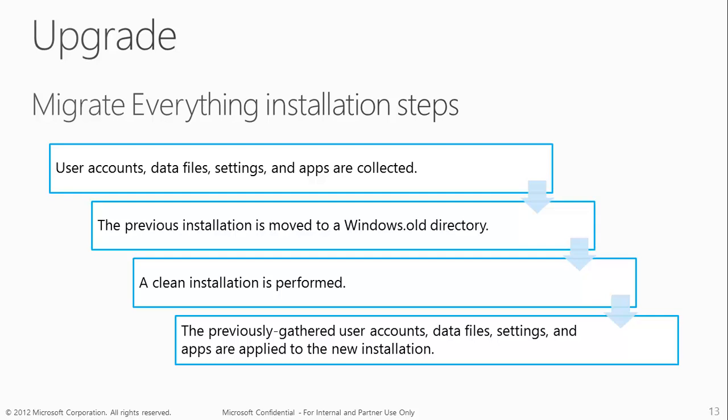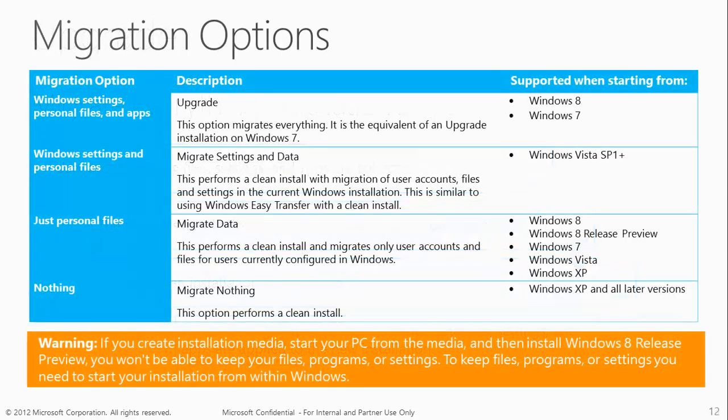For the migrate data option, and here, let me bring up the table again that we were looking through. Yeah, so for the migrate data option, which is here referred to as just personal files, Windows.old is created during this installation, and if there's an issue with the migration, you can use this folder as a source for recovering files. And the same is true for migrate nothing as well.